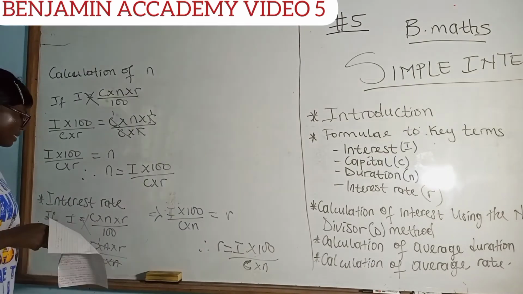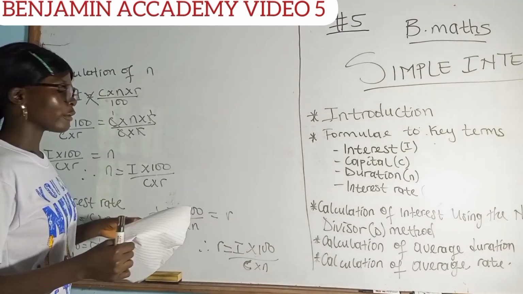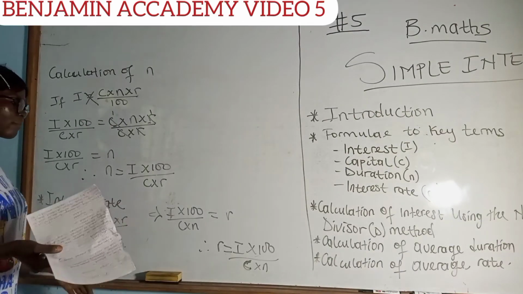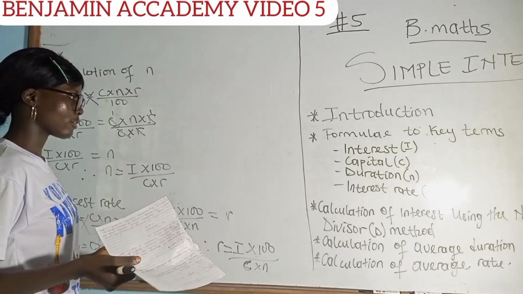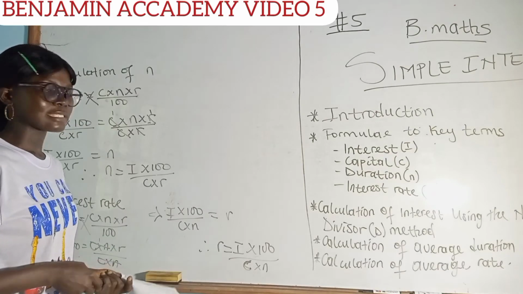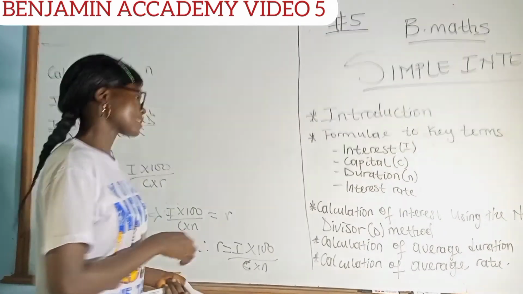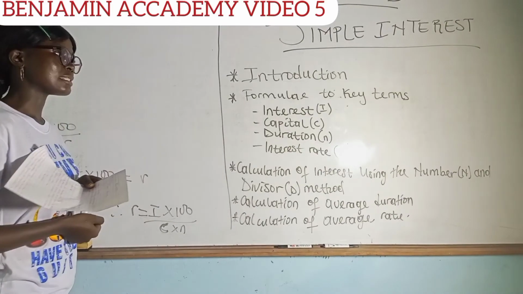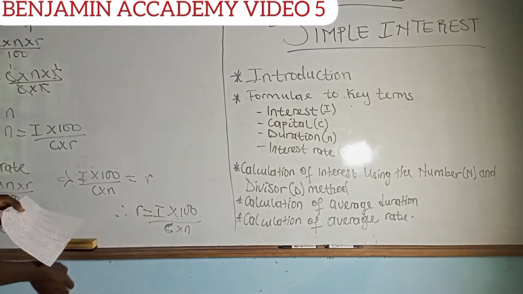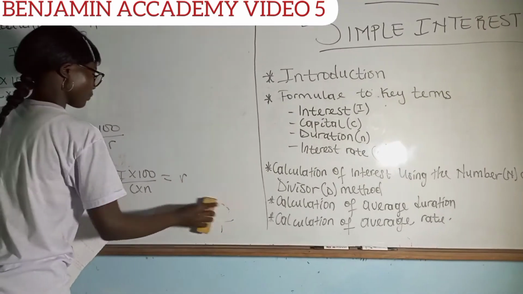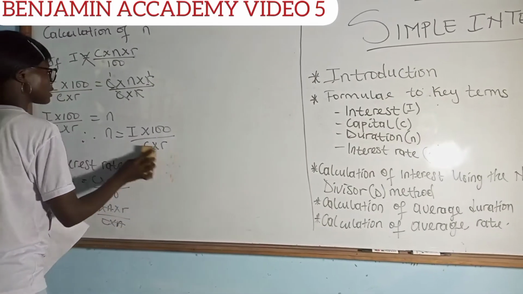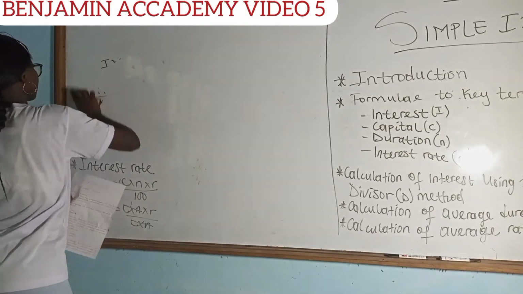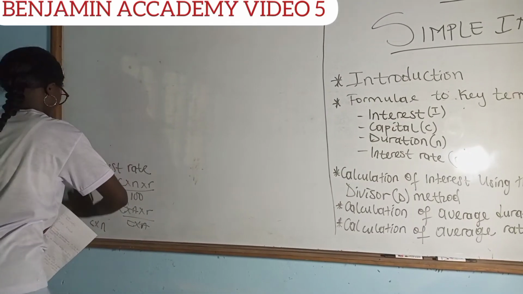So that's it. If you already know the formula, no need for you to be going through these steps; just apply the formula directly. The next thing we're going to see is how to calculate the interest using the number and divisor method, because it can be asked in the question: calculate the interest using the number and divisor method. So you have to use the number and divisor method. How can we do that?